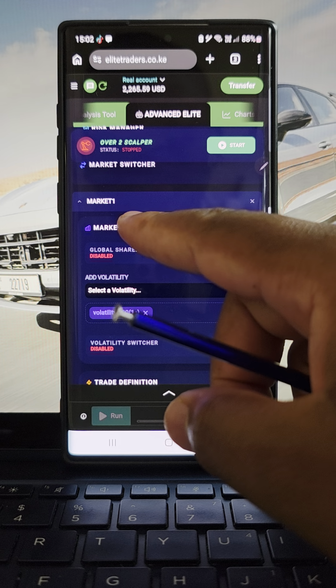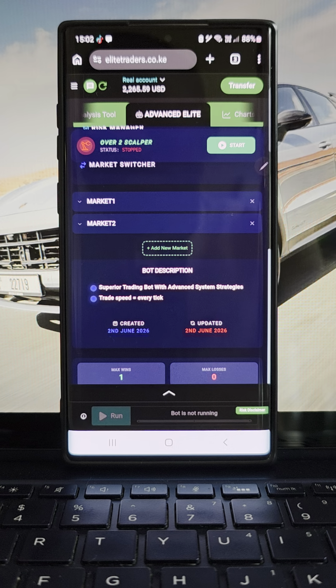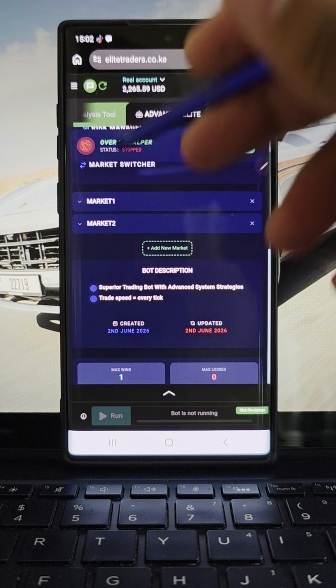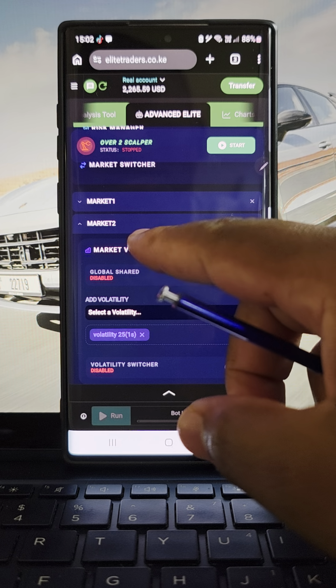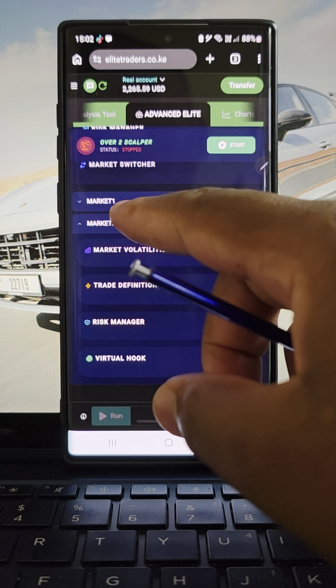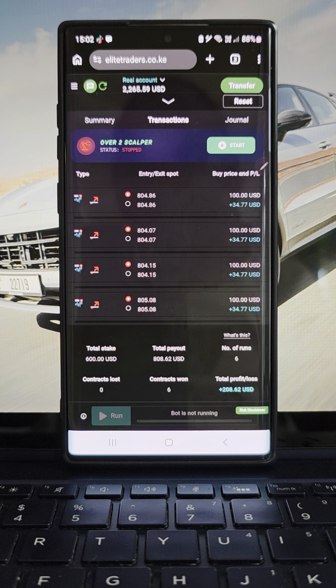It's that simple. Then make sure that as you select the volatility, you don't select the volatility that we have at market 2, which is 25-1s. Don't select 25-1s, because market 1 and market 2 should always be on different volatilities. And you can see what we did.